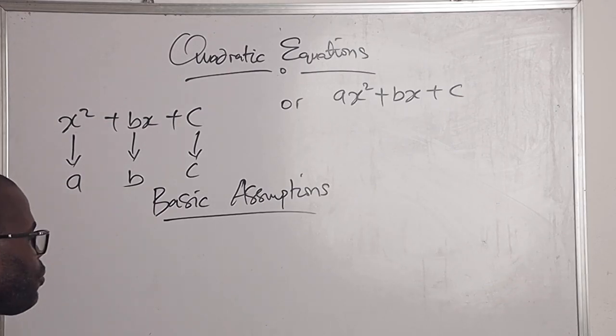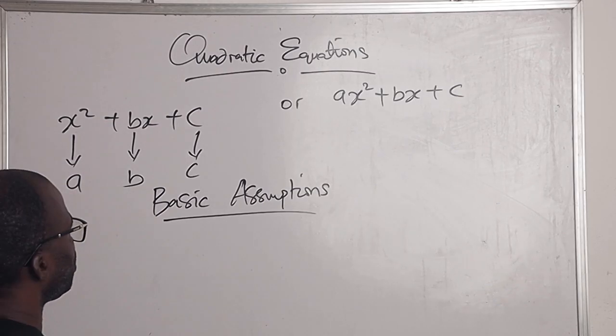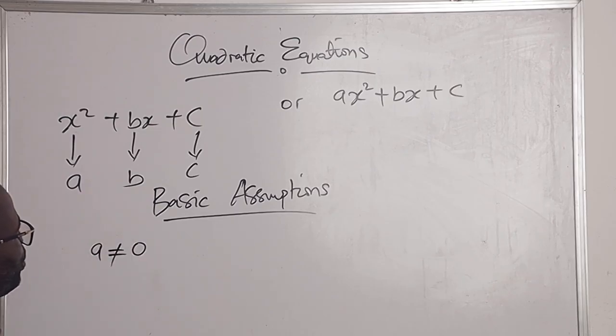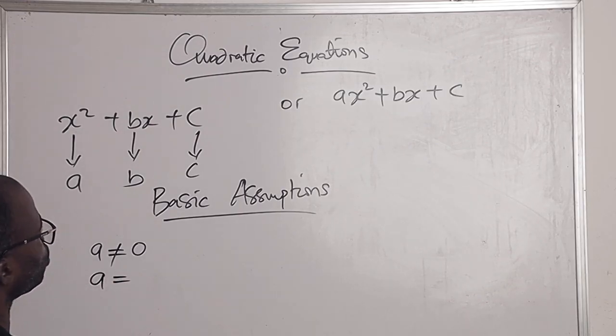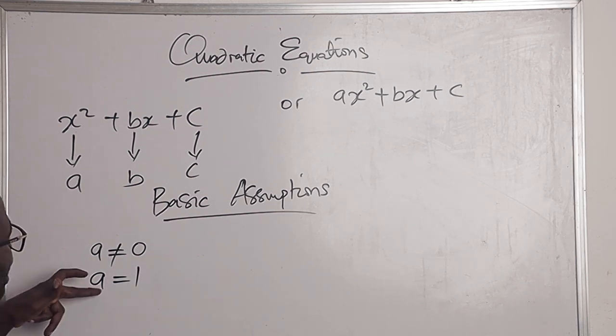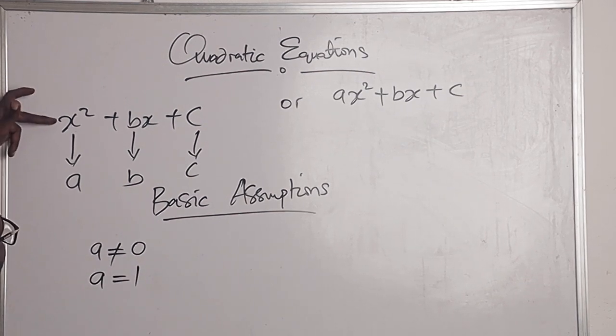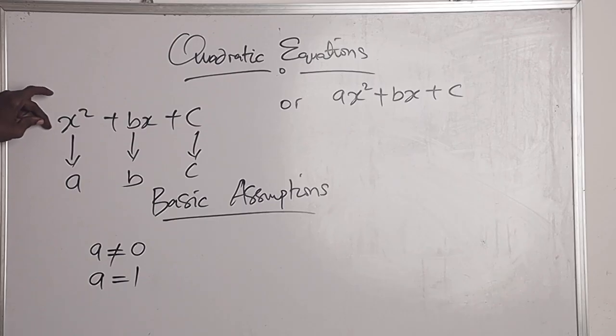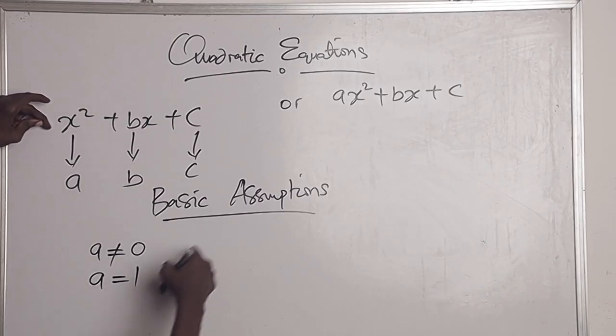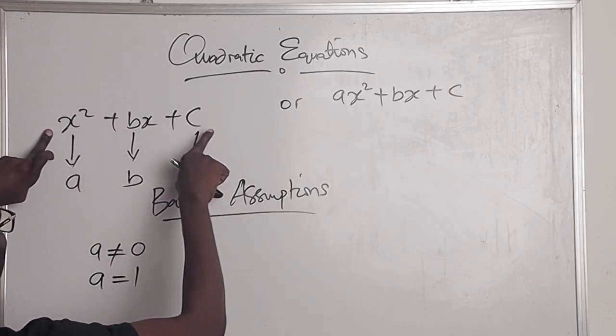Now, the basic assumption that will help you to understand quadratic equation, especially if you are preparing for WAEC, you are preparing for JAM, you want to have a very solid foundation: a is not equal to 0, because if a is equal to 0, then it has faulted that assumption. Then another assumption is that a is equal to 1. The meaning of a equals 1 is that whether a is written here or not, so far a is equal to 1, it will still end up as this same expression.